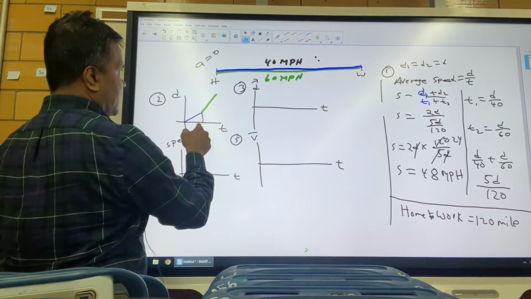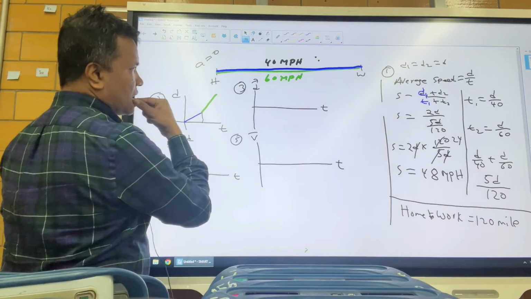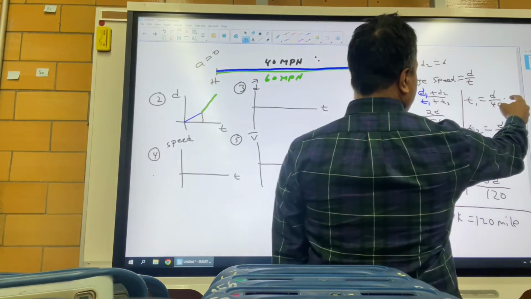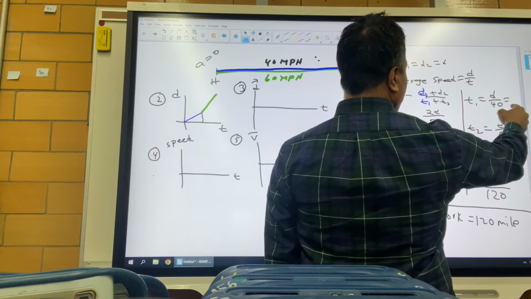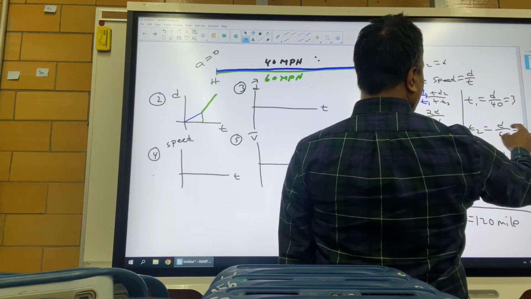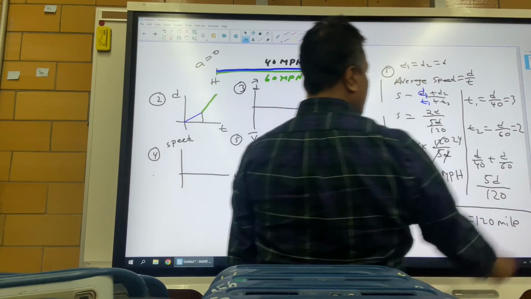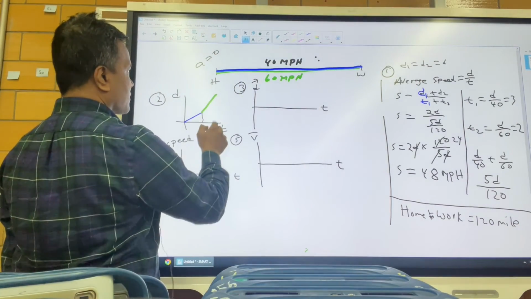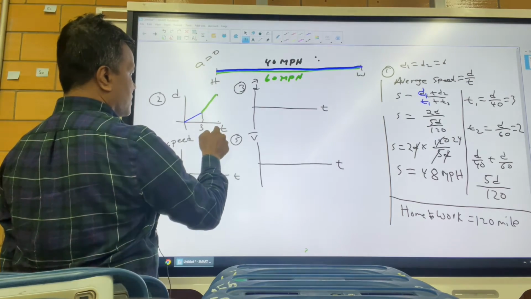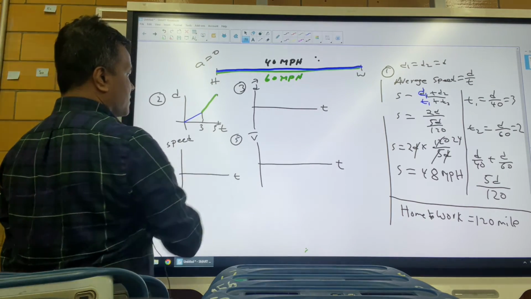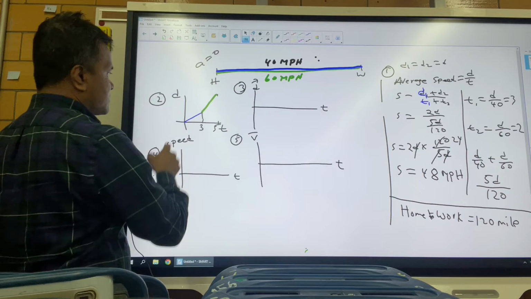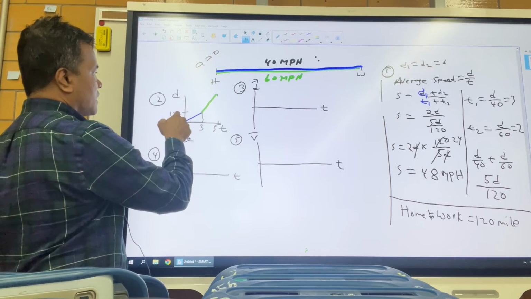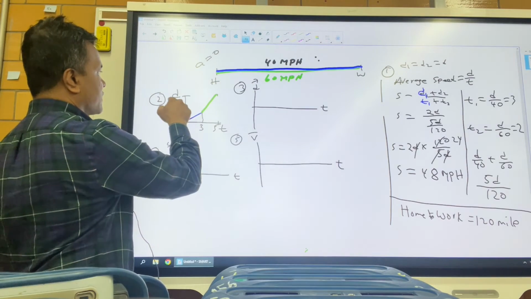So this is at what time? The T1. So T1 is 120 over 40, which is 3. 120 over 60 is 2. So this is 3, and this is 5. Okay. All right. So at 3 the distance is of course 120. At 5 the distance is 240.